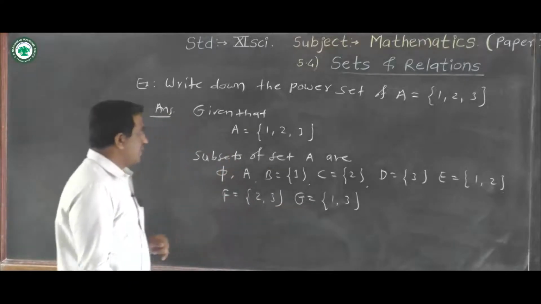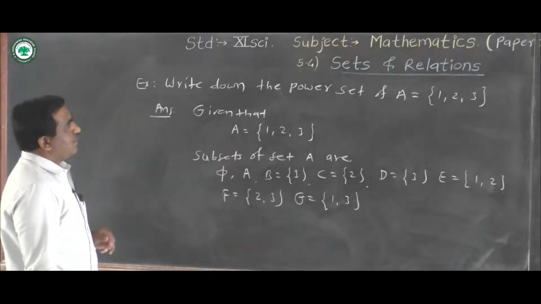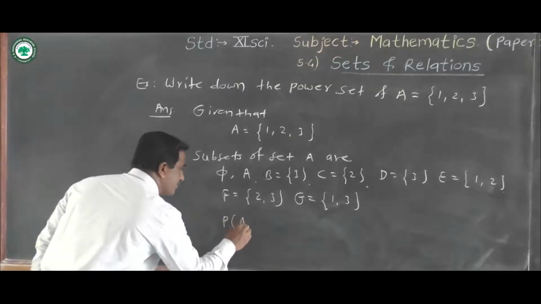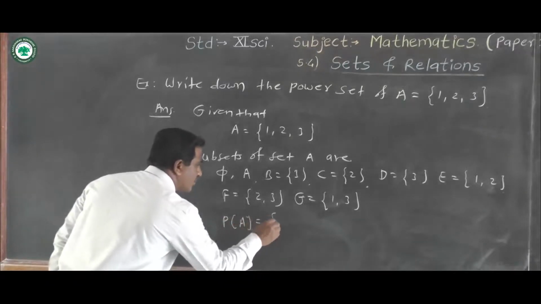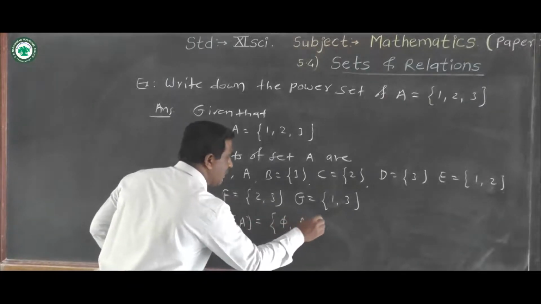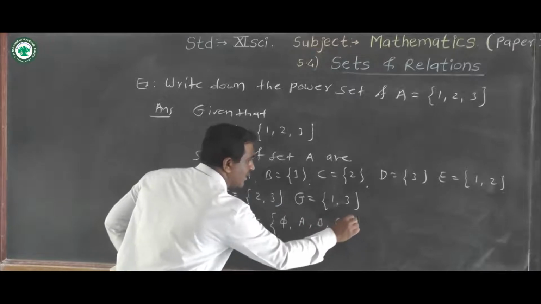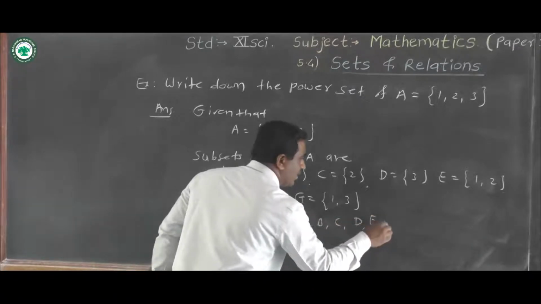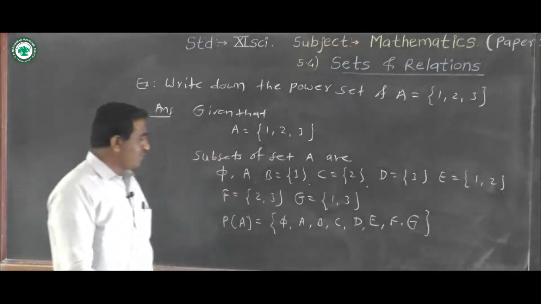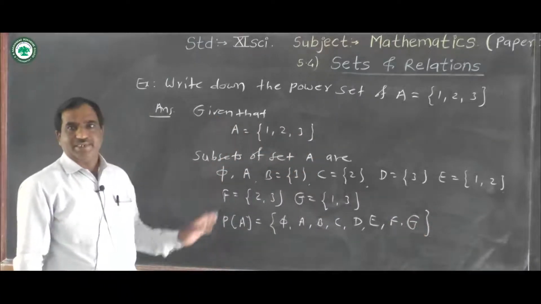Okay, now the power set of A is denoted by P(A), which is equal to {phi, A, B, C, D, E, F, G}. This is the power set of set A.